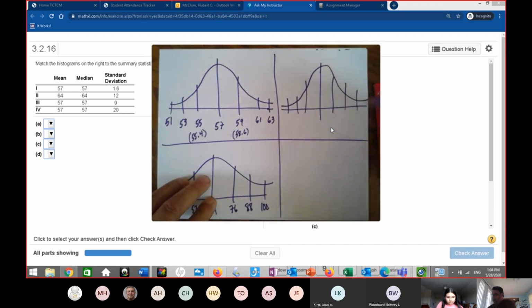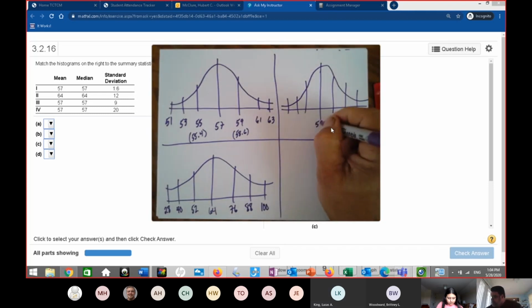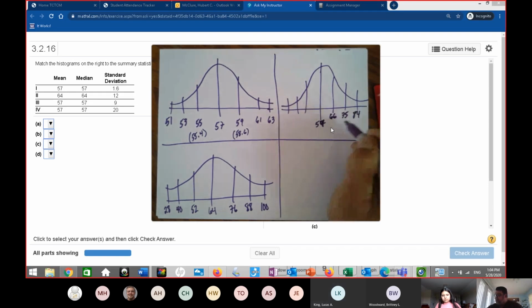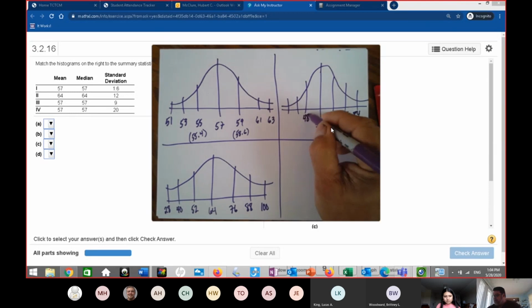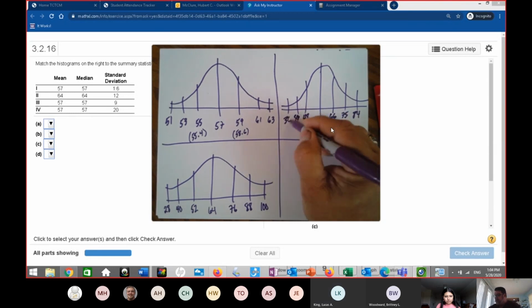All right, let's do the third one. 57 and 9. 57 plus 9 is 66. 66 plus 9 is 75. 75 plus 9 is 84. 57 minus 9 is 48. 48 minus 9, I don't know, 39. 39 minus 9 is 30.